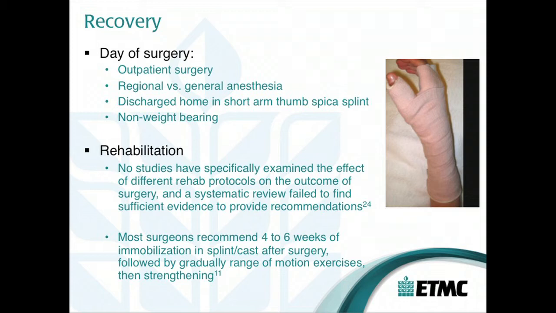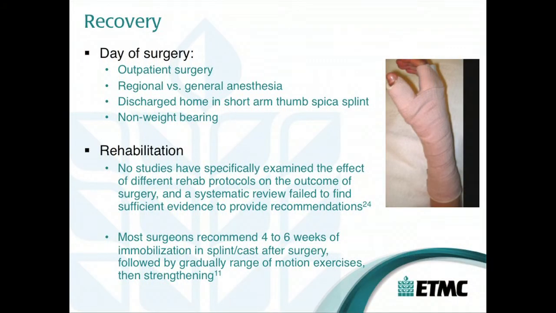Okay. And the patient gets discharged home in a short arm thumb spica splint. As depicted here, it goes from the forearm, goes past the wrist joint and into the thumb. So this is a bigger splint than what I would recommend for patients that are just trying to control the pain with conservative measures. Not a lot of weight bearing. You can move the index to pinky fingers, but minimal motion at the thumb, just to let it heal.